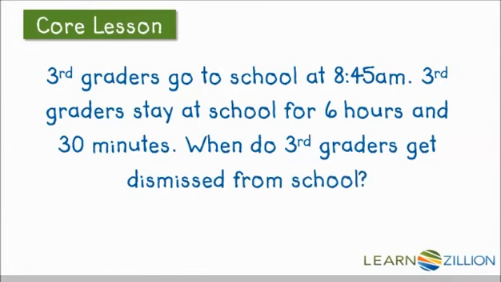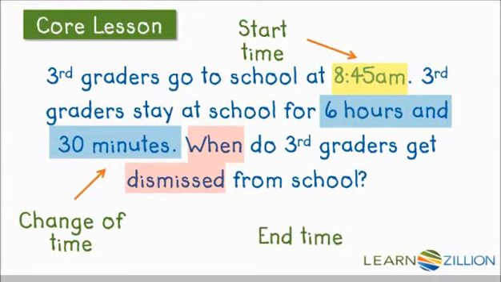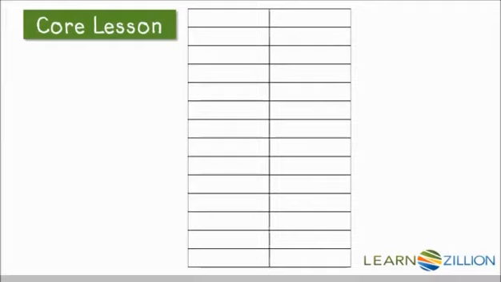So we're going to approach this elapsed time word problem the same way we have always approached them. We're going to look for the start time, which is 8:45 a.m. when the kids get to school. We're going to find the change of time, which is 6 hours and 30 minutes. That's how long they're at school. And we're going to find what is the unknown, or what they're asking, which is when are students dismissed from school, or when's the end of school. And this time we're going to set up a T-chart to solve this problem.